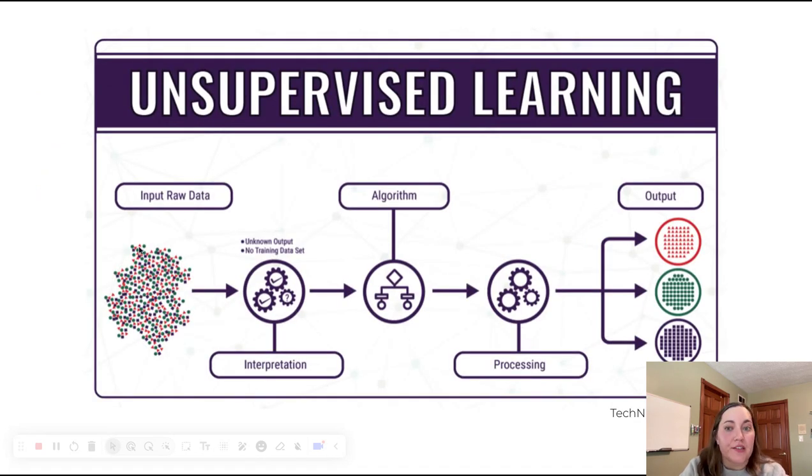In unsupervised learning, we've got that raw data. And you notice there's not a supervisor there because you are not supervising it as much. You're still involved, but you're letting the model kind of do its thing. And if this doesn't make sense yet, don't worry, we're going to spend a lot more time on it. You don't know the output yet, and there's no training data set. You're giving the algorithm the entire data set, and you're letting it find these patterns.